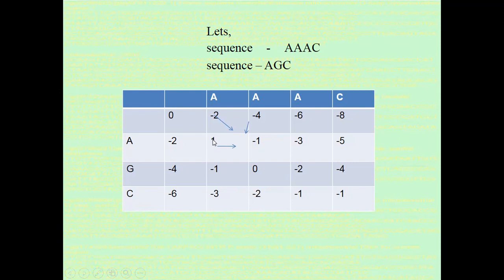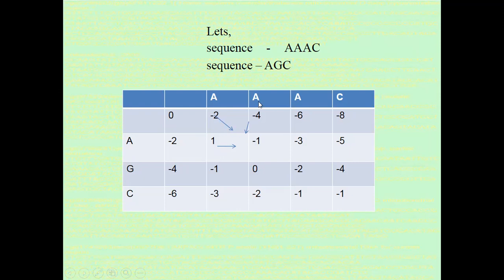0 plus 1 is 1. And when there is a gap, -2, -2, -4. So we have three values in this box: -2, -2, -4 from these two sides, and 0 plus 1, which is 1, from the diagonal. So we have to take the maximum score and write it here. Among -4, -4, and 1, 1 is the maximum one. So we write it here in this column.